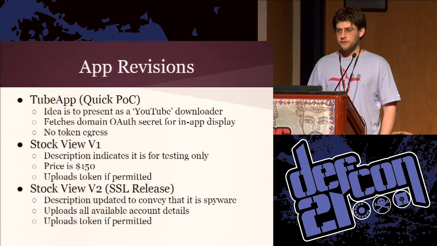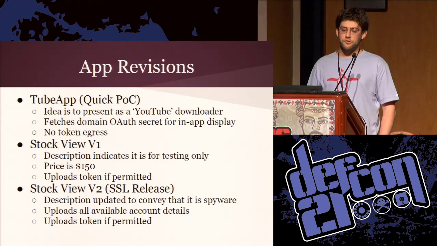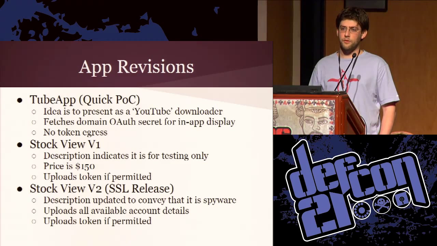So the revisions that I went through to get here: I started out with something I called TubeApp, which was intended to advertise itself as a YouTube downloader app, but in actuality it was relying on a Google Apps administrator using this application. It would go into the Google Apps control panel from your phone or your tablet, and it would fetch your OAuth secret for the domain. It did not do any kind of egressing with this. I just had it display it on the screen, and didn't post this to Play or anything.